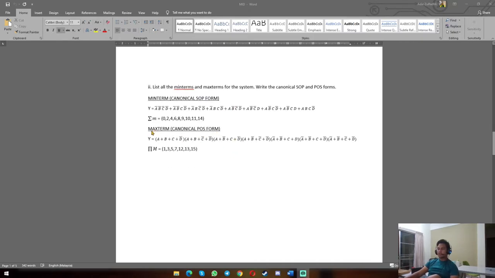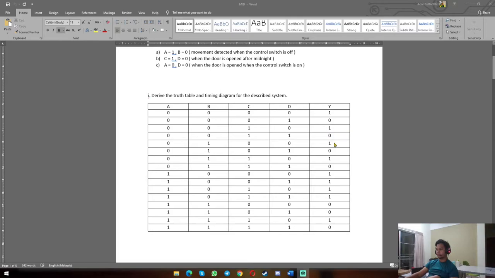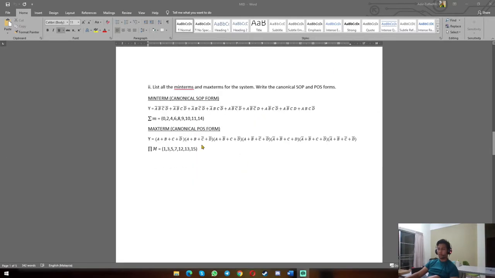Okay, so next, this maxterm, canonical POS form. POS stands for product of sum, which means the sums we multiply together to get the expression. So here I take the output which is Y equal to 0, and we multiply the values together. In the bracket I will add them together, A plus B plus C plus D bar, and then I multiply with the other sums here.